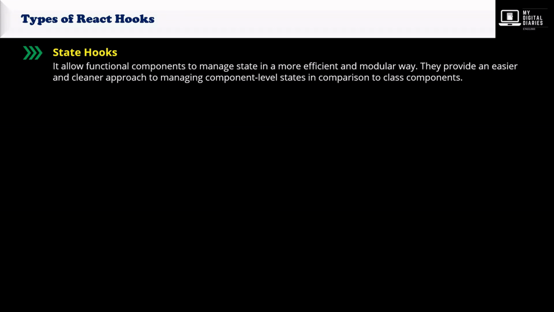State hooks. These hooks help functional components manage state easily. Before hooks, only class components could store and update the state. With useState, we can now handle component level state inside a simple function. It keeps the code clean, modular, and much easier to understand compared to the older class-based approach.